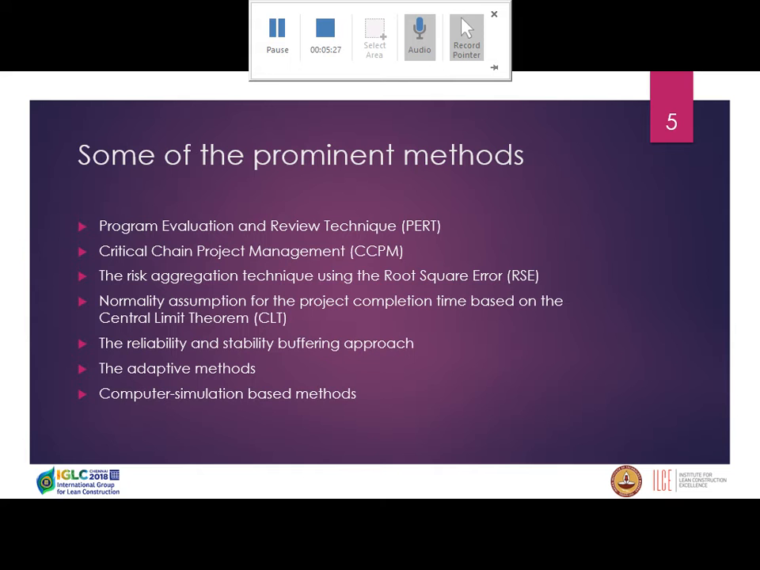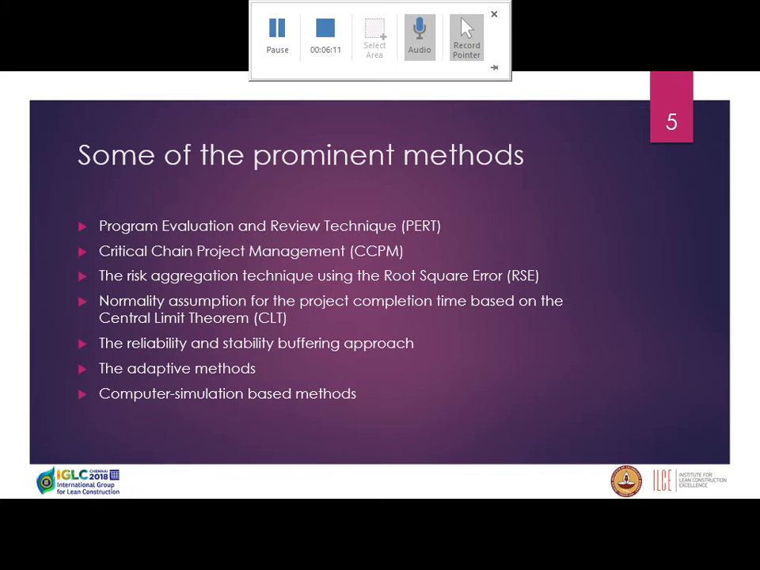Also, we have another group of buffer calculation methods, buffer design, which refer to a few certain factors to design buffer. For example, the reliability and stability buffering approach, introduced by Lee et al. As the name shows, they introduce reliability and stability as two factors, along with the project type and latency and sensitivity of activities, to estimate buffers. Also, Tuchel et al. introduced adaptive methods. They used two other factors. They said it's better to use the number of precedent activities and resource tightness for our buffer design.